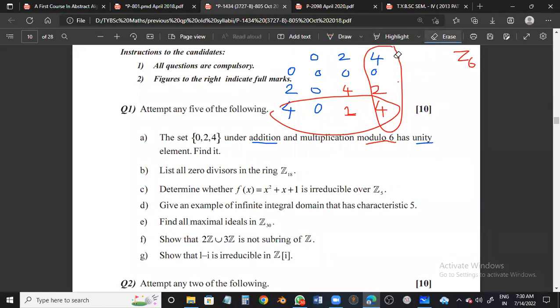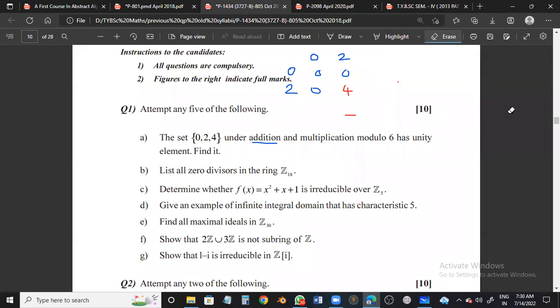Now, part B, you see. Read part B. List all zero divisors in Z18. So the members of Z18 are 18 in number. And the property is, if an element is relatively prime to 18, then it is invertible, and an invertible element cannot be a zero divisor. That's the basic thing. So you know better, 2 into 9.